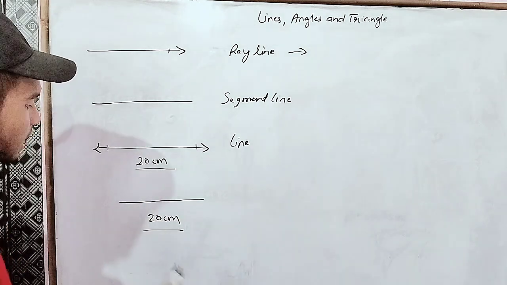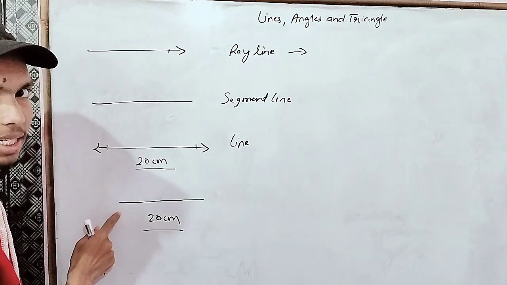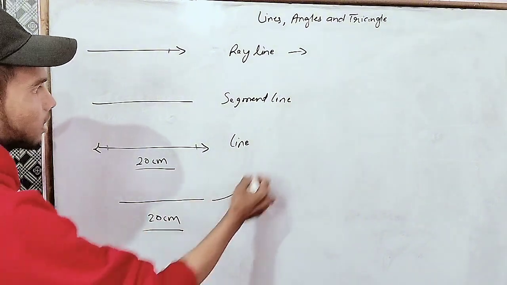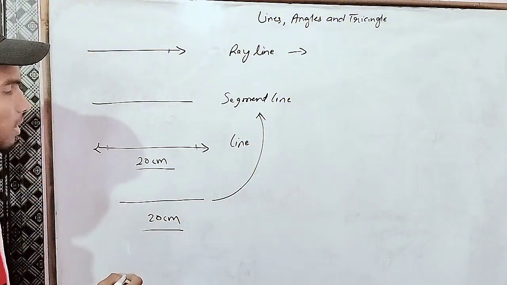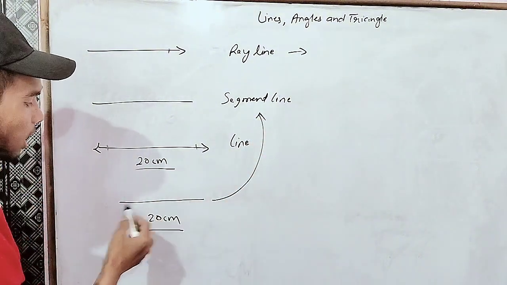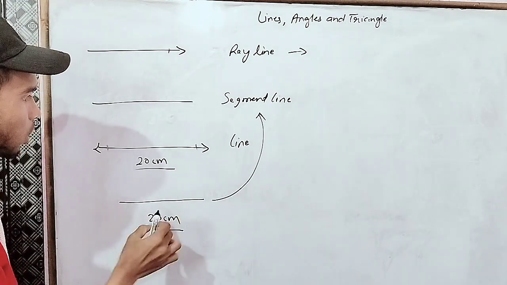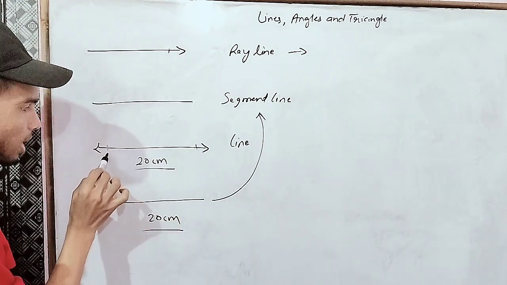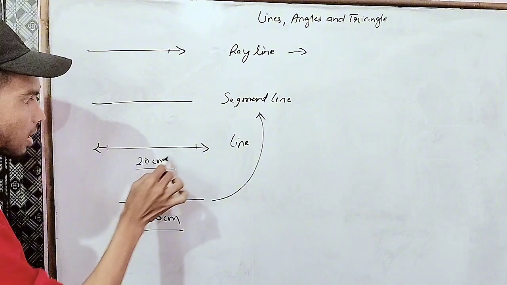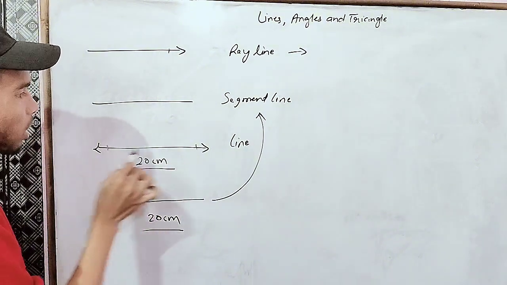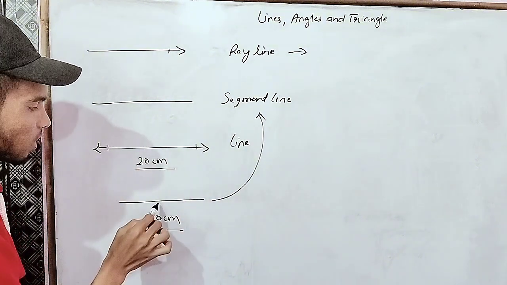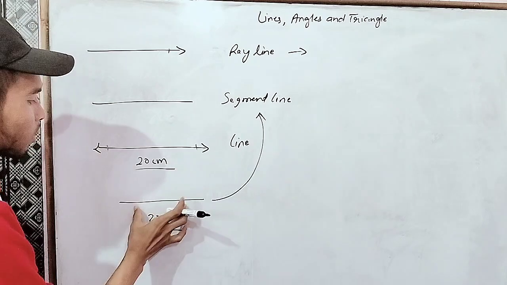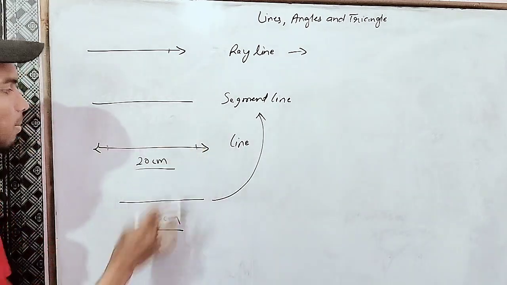Now, can you tell me the name of this line? Yeah, you are correct. The name of this line is a segment line, because here we are not looking at an arrow. So here we cut it. That's why we cut this line, and that's why we got a separate line, which is a segment line.